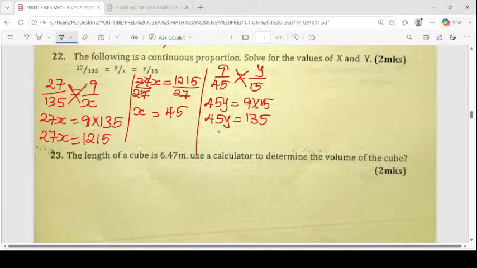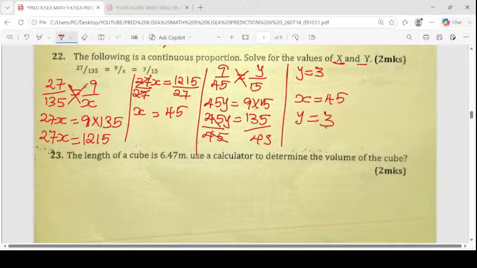How do you get the value of y? You divide here by 45, also here by 45. So when you divide through, this and this will cancel. You are going to get your value of y as 3. The value of y in this case is 3. So the question was asking for the values of x and y. So I'll now say x is equal to 45 and y is equal to 3. That is how we are going to get that particular part.